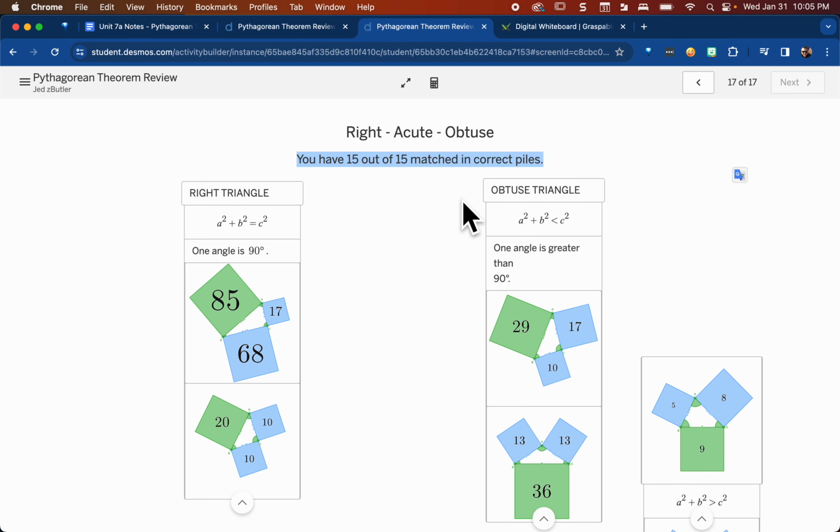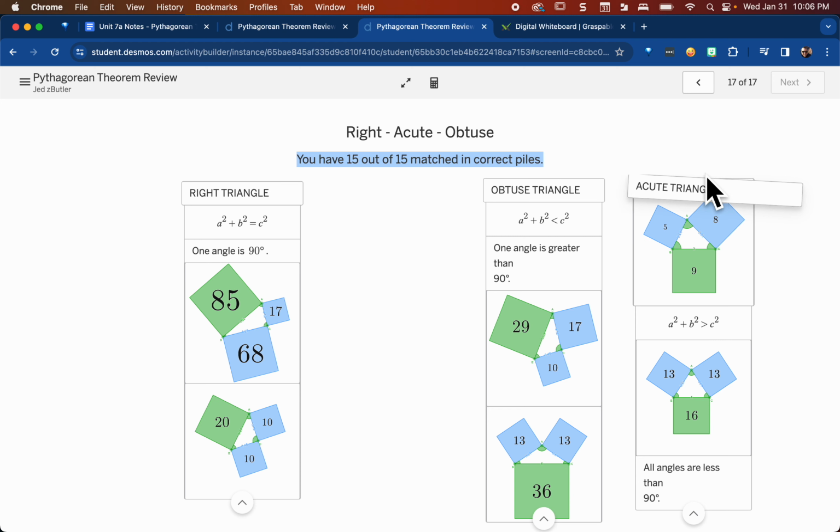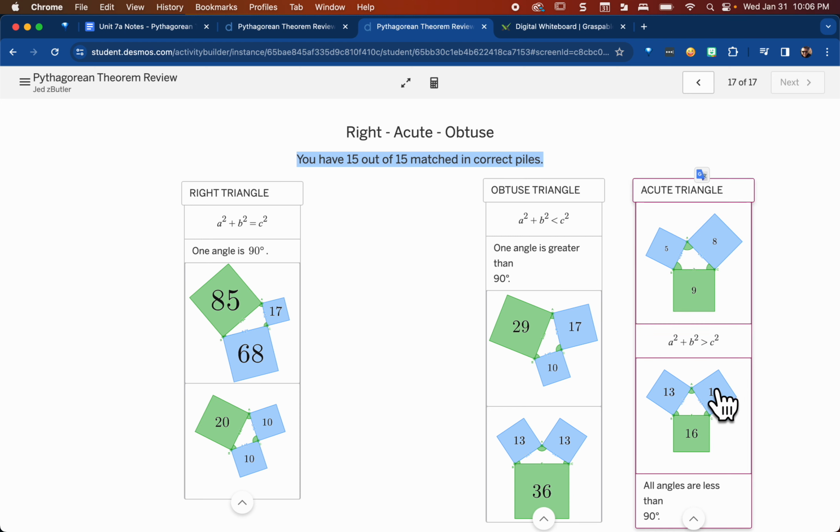And yay, they are all matched, 15 out of 15. I'm going to pull this up a little bit higher. There we go. Awesome. So that is just this kind of quick review on Pythagorean stuff and looking at different types of acute and obtuse triangles as well. But you'll also have more information on that in the notes. Thank you.